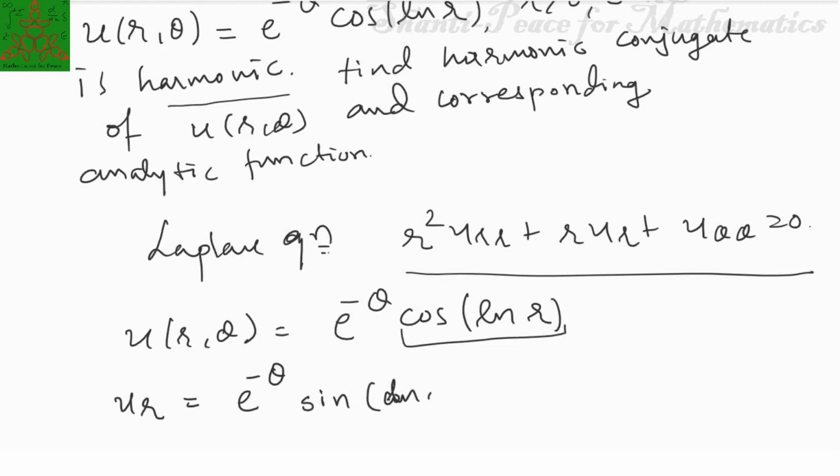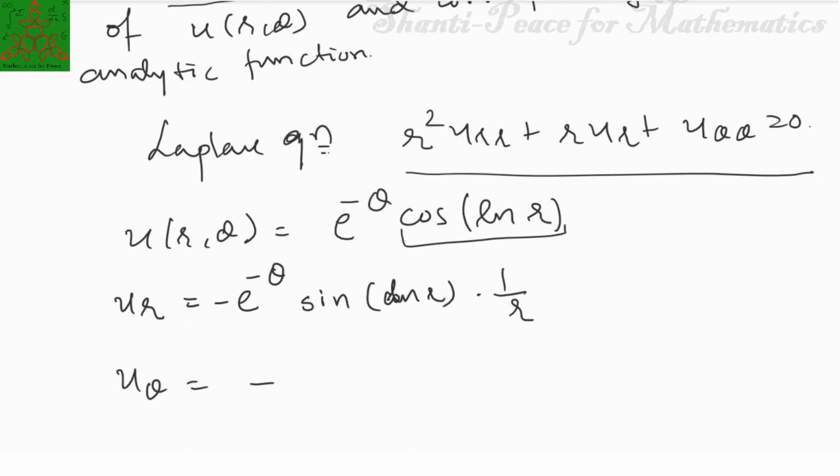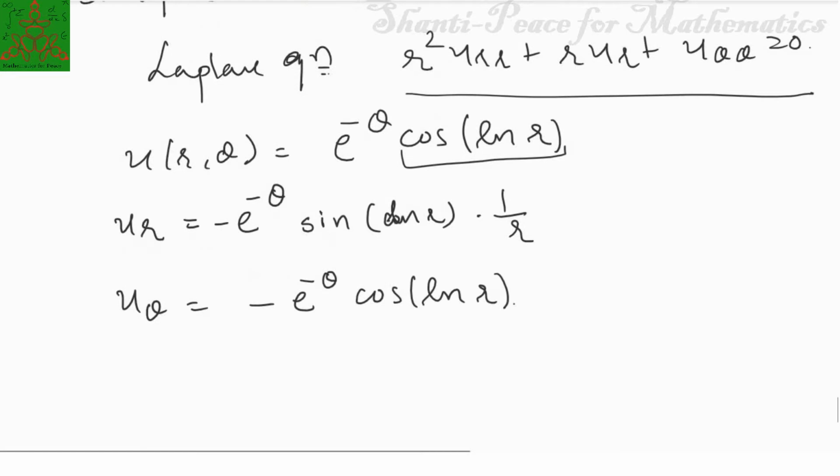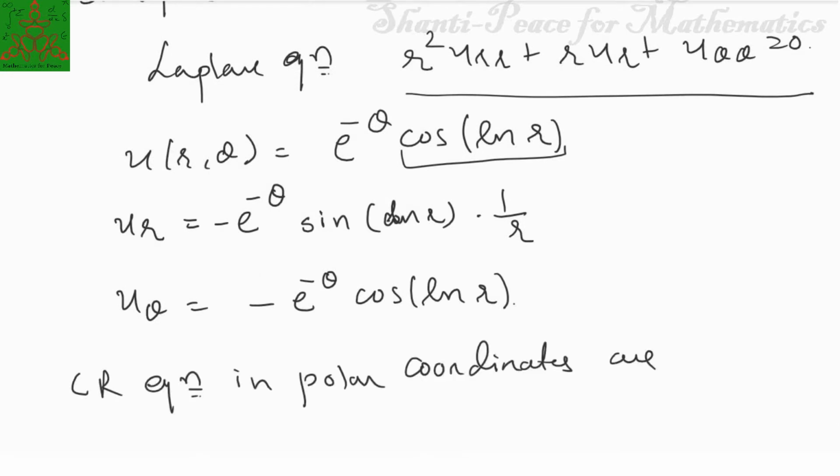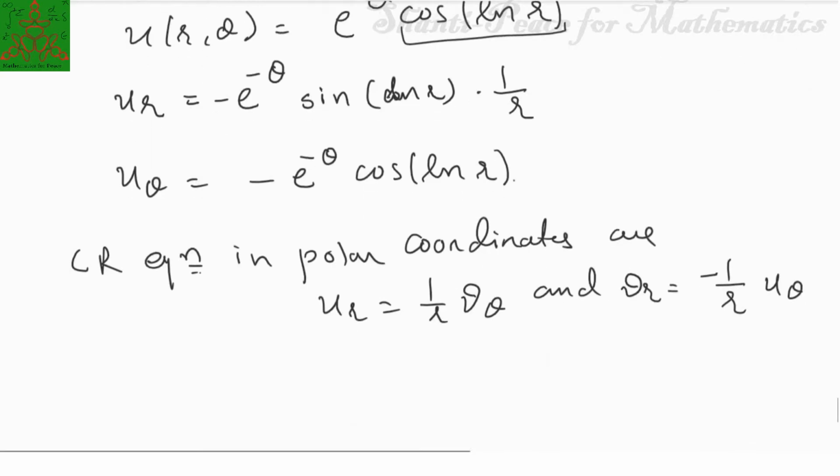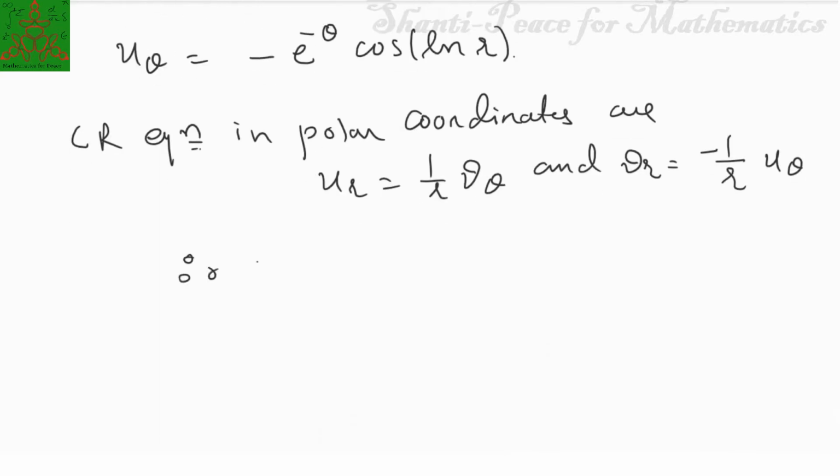sine ln r minus, and the derivative of ln r is 1 upon r, and u_theta is minus of e power minus theta cos ln r. The CR equation in polar coordinates: r u_r is equal to 1 by r v_theta, and v_r is equal to minus 1 by r u_theta. So finally what you will have, v_theta equal to r into u_r, and v_r is this, minus 1 upon r u_theta.